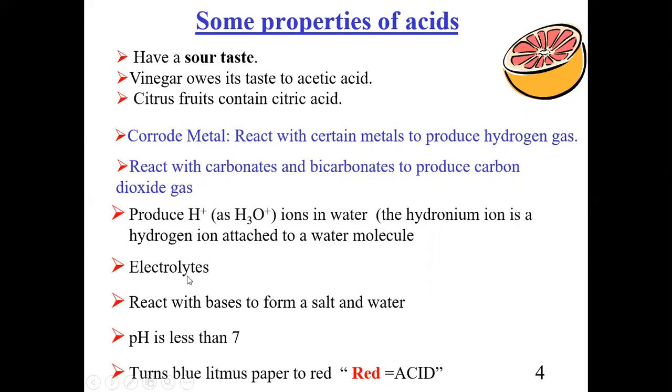Acids are electrolytes. They could be strong or weak. They react with bases to form a salt and water. Their pH is usually less than 7, and they turn a litmus paper from blue to red, or whatever color it starts with. It ends up being red if it is acidic.